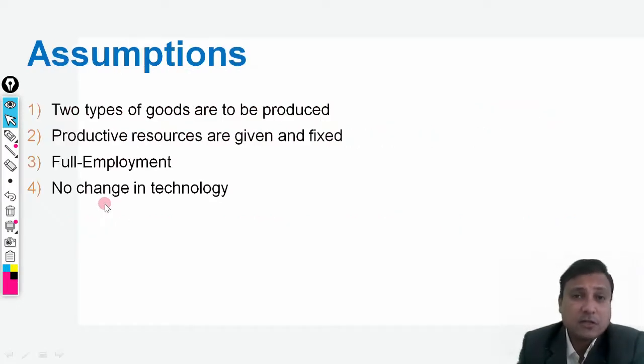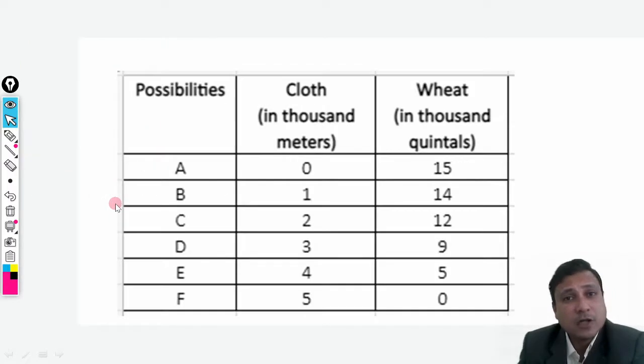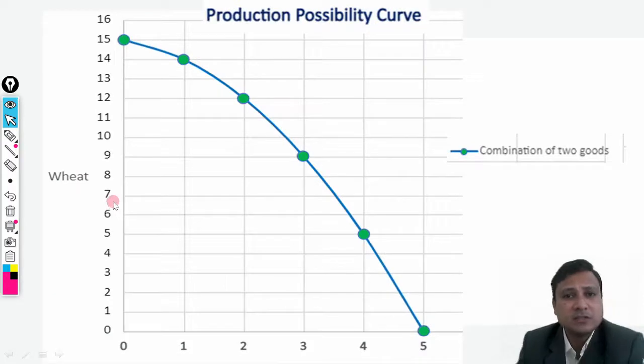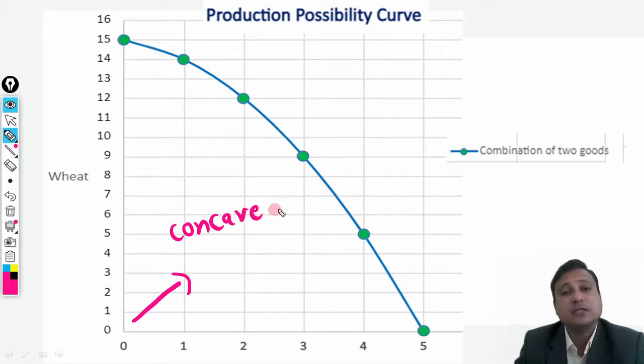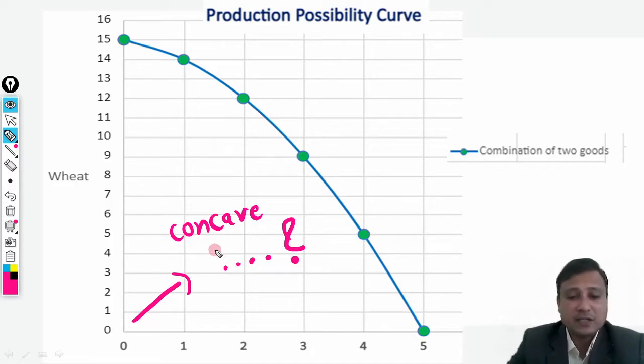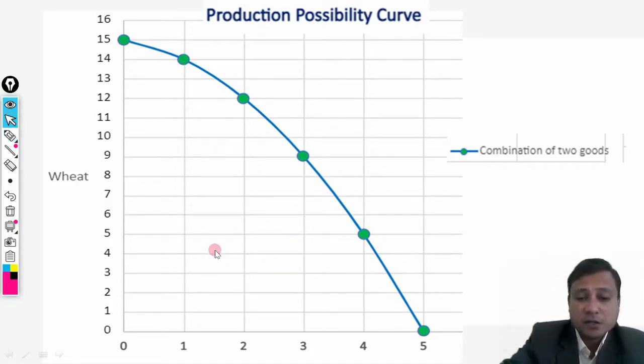We have seen the assumptions of production possibility curve. We have also seen the table for production possibility curve, and we have seen the graph. So here is the production possibility curve, and as we have seen, it is concave to the origin. So the slope of this production possibility curve is concave, and in this video we are going to talk about why it is concave. So let's start with the table.